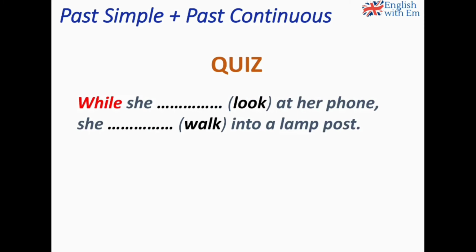While she at her phone, she into a lamppost. While she was looking at her phone, she walked into a lamppost. So we introduce the past continuous with while, and was looking is the longer action, and we use the past simple for the short interrupting action, walked into a lamppost.